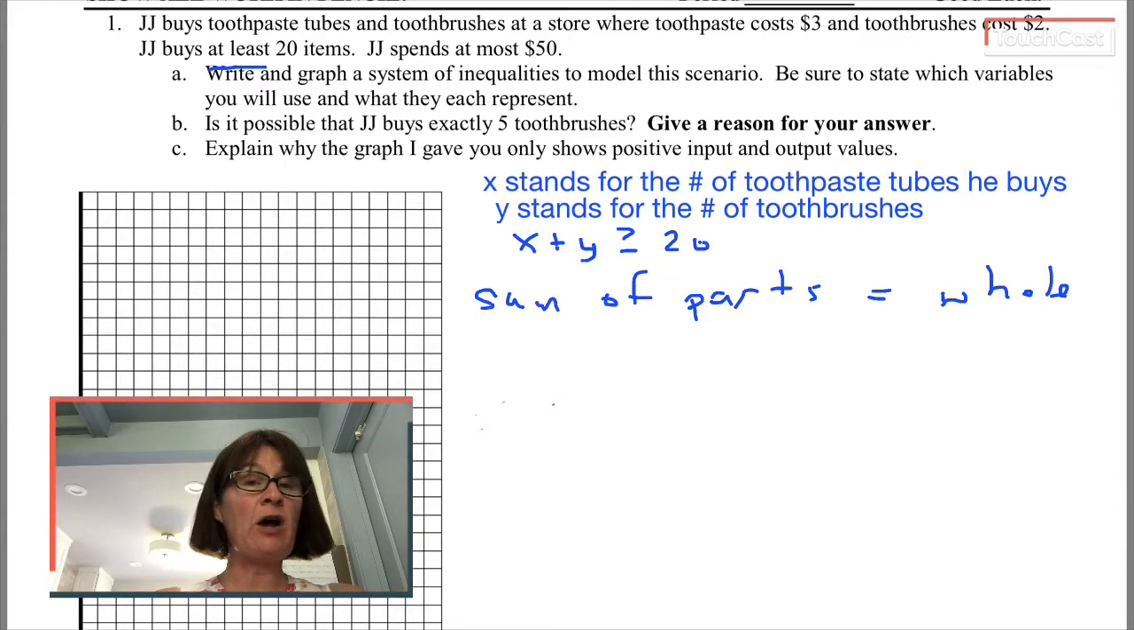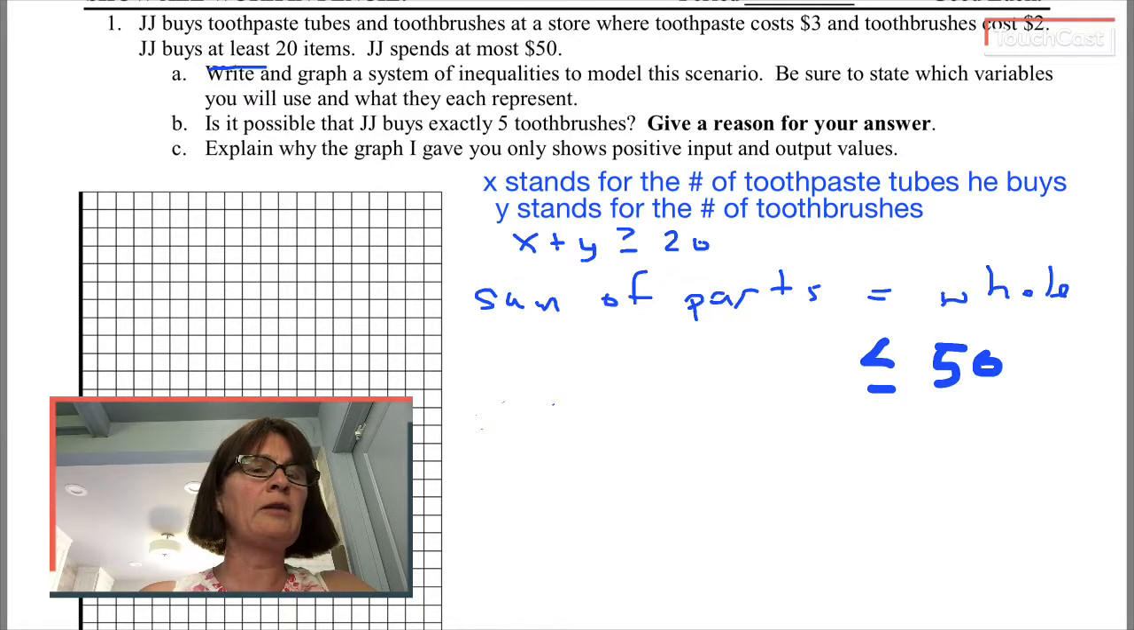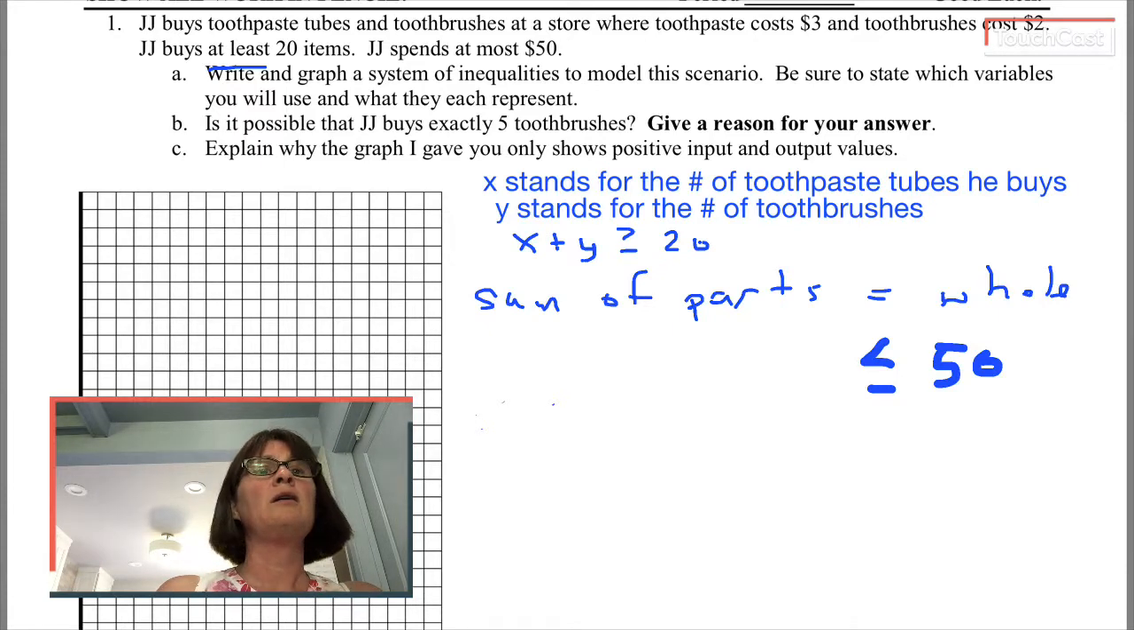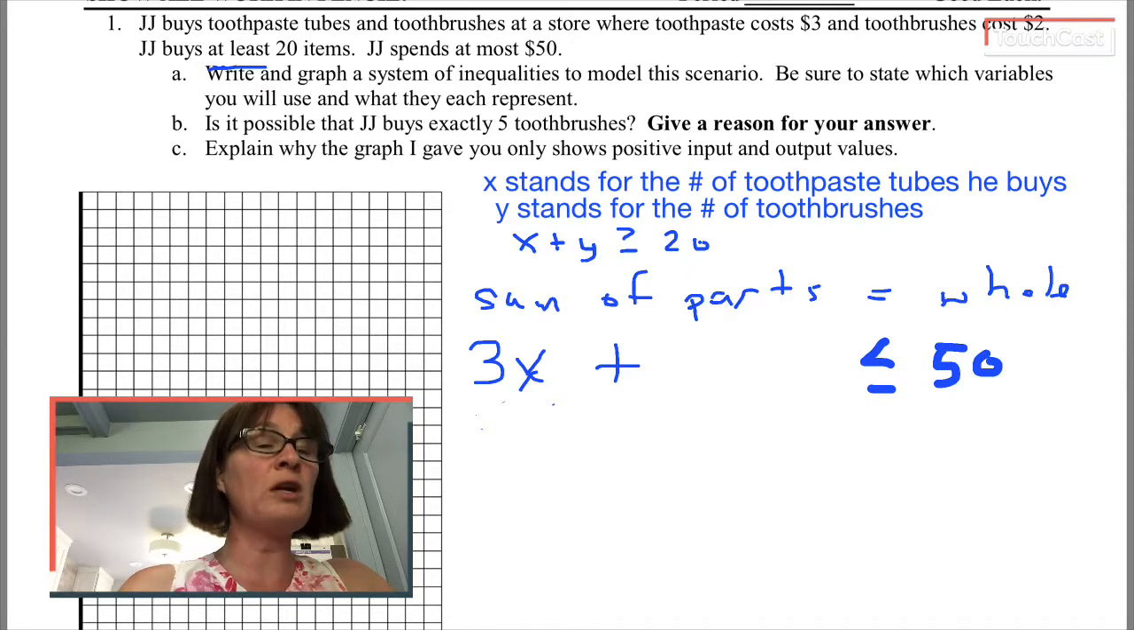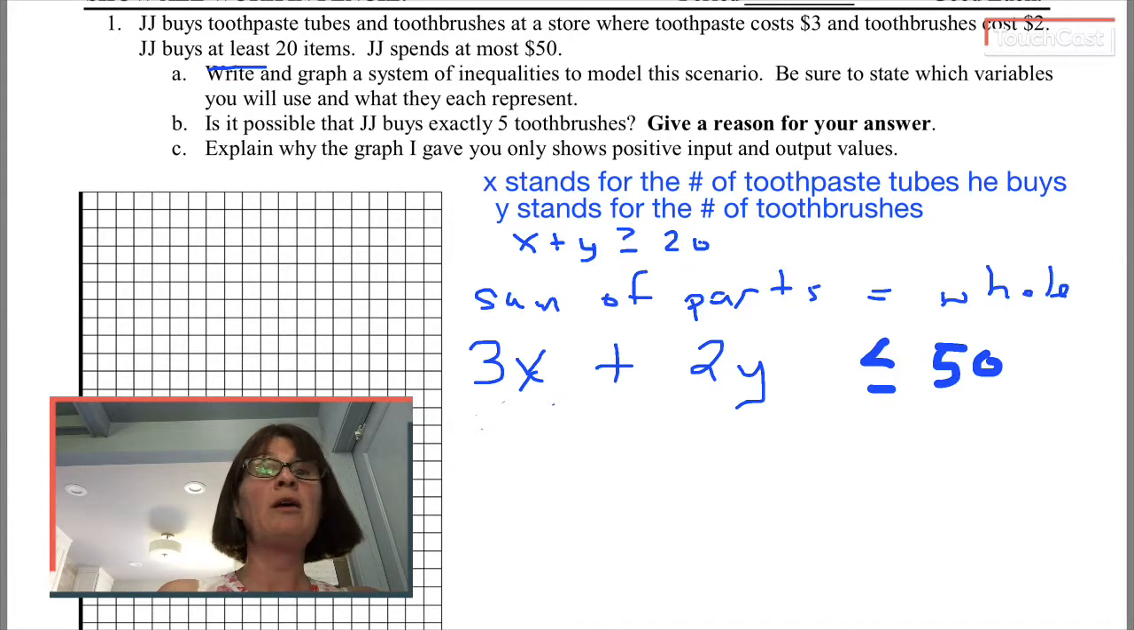But when I compare to the $50, I'm going to have to add up amounts of money. So it's going to be like the total he spends on toothpaste plus the total he spends on toothbrushes has to be less than or equal to $50. So that's what I'm going to write here. I know the less than or equal to 50 part. And the two things he spends money on are toothpaste, which is $3 each, and he's going to buy X of them. So I'm going to write 3X is his toothpaste total. I'm going to add that to his toothbrush total, which is $2 for every toothbrush. And that's going to have to be less than or equal to $50. So now I have my second inequality.